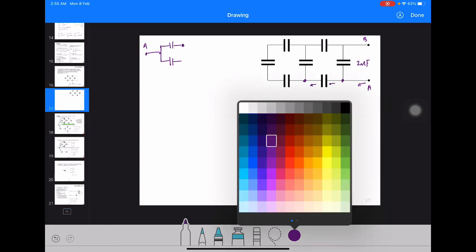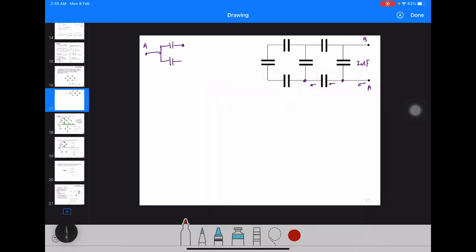Okay, maybe I can use a different color now. So that one separates into two, 1 and 2. Okay, so defeating the purpose of drawing the junction over there. So it separates into two like that. So again it becomes another capacitor like that.